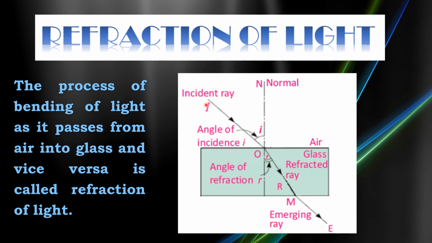So look at this figure, that the incident ray, that is IO, when it enters into glass, it is refracted, and we can say that OR is the refracted ray, IO is the incident ray. IO is making an angle with the normal, and this angle is called the angle of incidence. And OR, which is the refracted ray, is making an angle, that is r, that is called the angle of refraction.